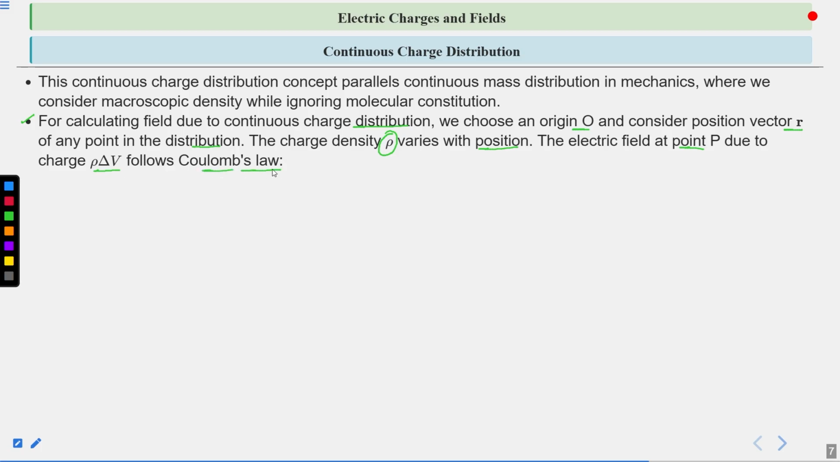We know what Coulomb's law is. Coulomb's law describes the force between two charged particles, and the mathematical form of Coulomb's law is F equal to K Q1 Q2 divided by R square, where R is the distance.